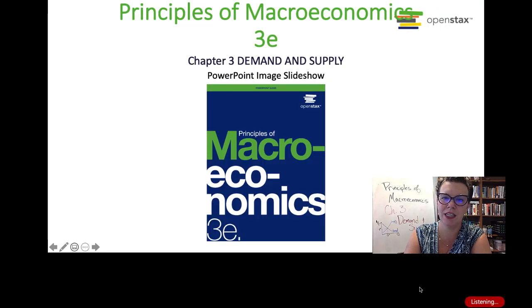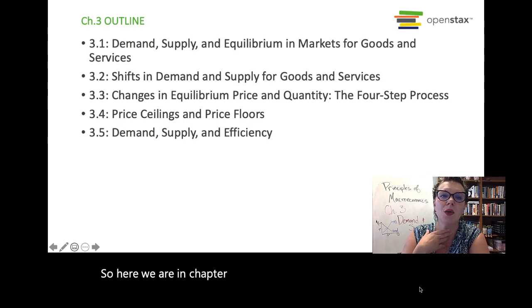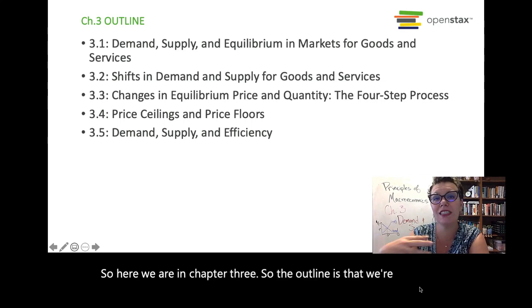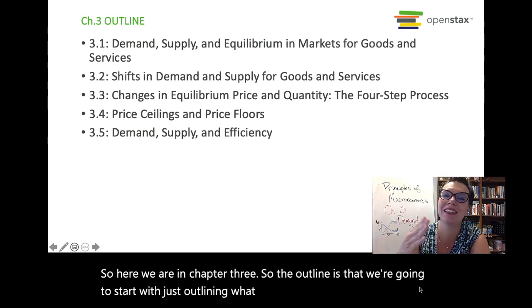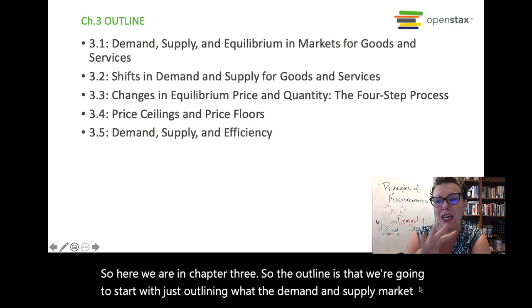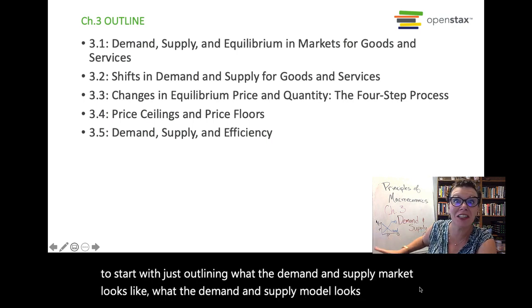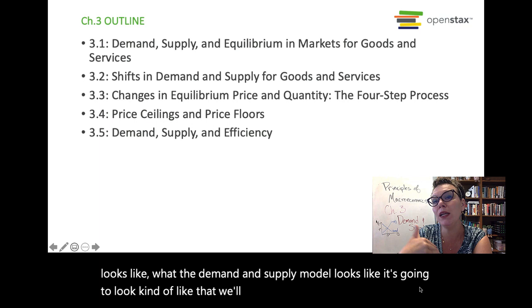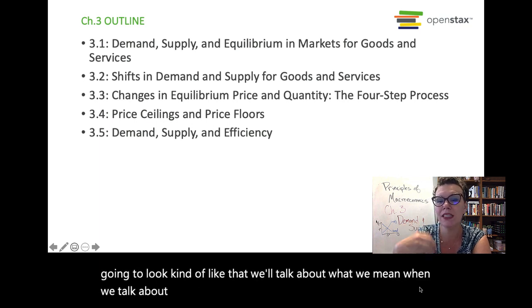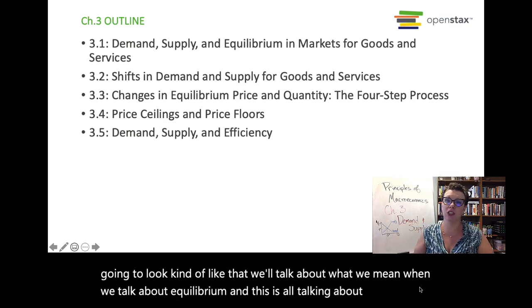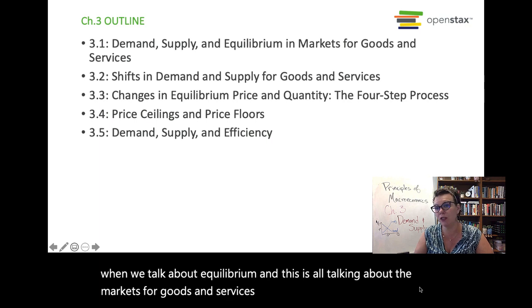Okay, so here we are in Chapter 3. So the outline is that we're going to start with just outlining what the demand and supply market looks like, what the demand and supply model looks like. It's going to look kind of like that. We'll talk about what we mean when we talk about equilibrium, and this is all talking about the markets for goods and services. So individual firms selling goods to individual consumers.